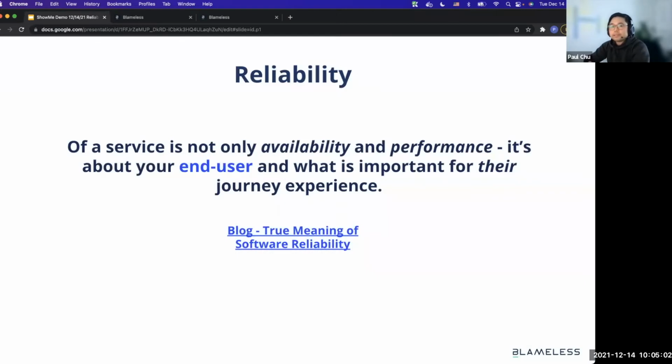So reliability. This is a definition that we've put together in one of our recent blogs, The True Meaning of Software Reliability. So we do have a link here that Chris will throw into the chat for everyone to take a look at. But you'll see here that reliability of a service, rather, is not only availability and performance. It's about your end user and what is important for their journey experience.